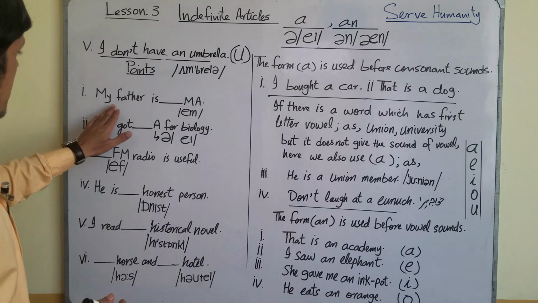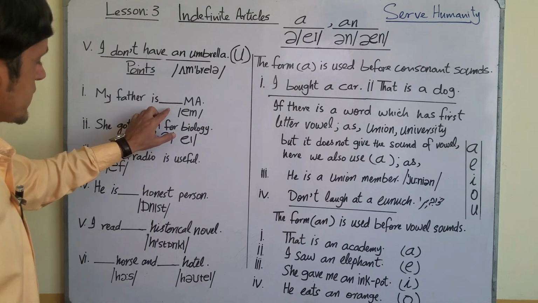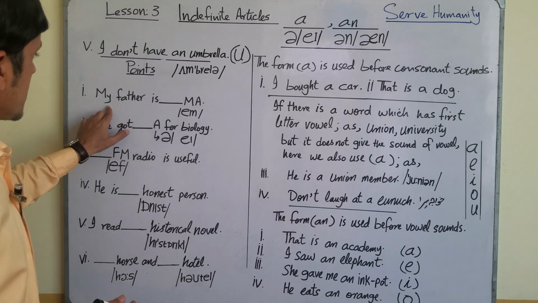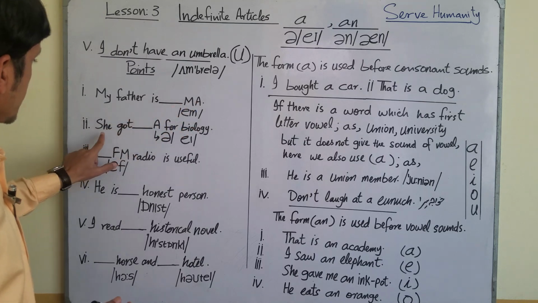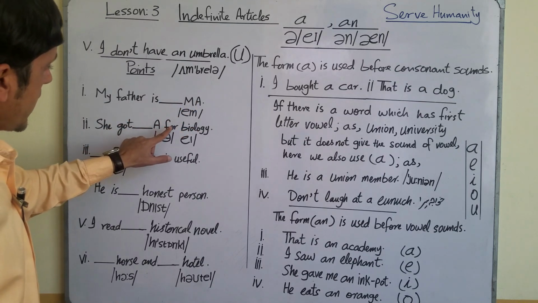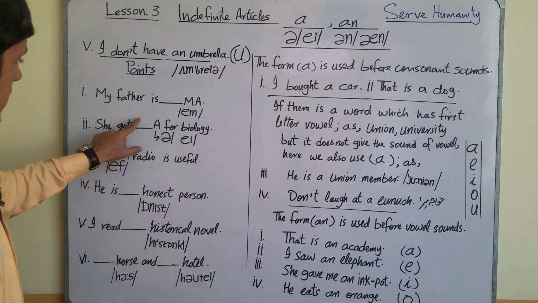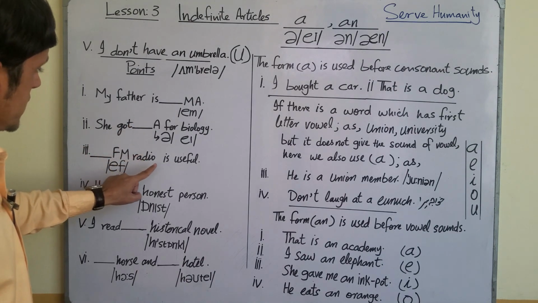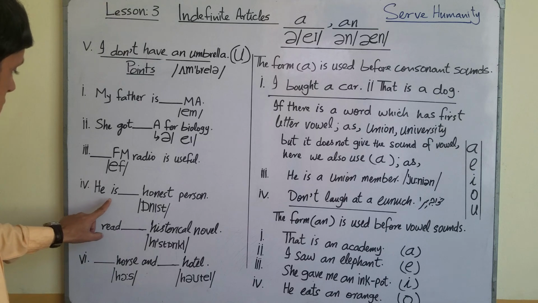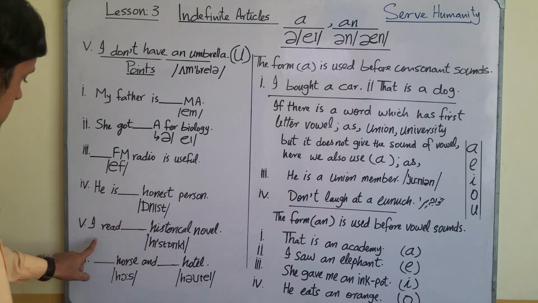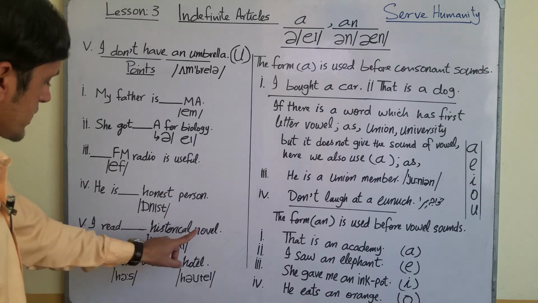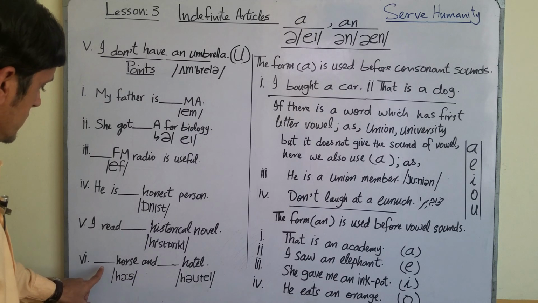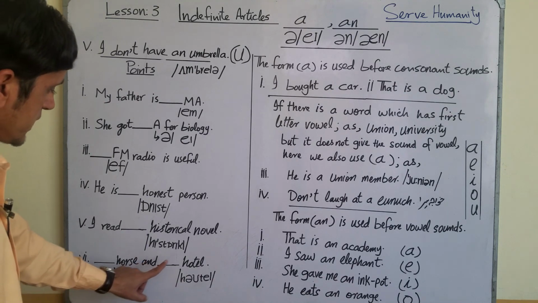For example, my father is, what will we write here, an or a? My father is an MA. She got an A for biology, so an. Which one? An FM radio is useful. He is an honest person. I read a historical novel, and here a horse and a hotel.